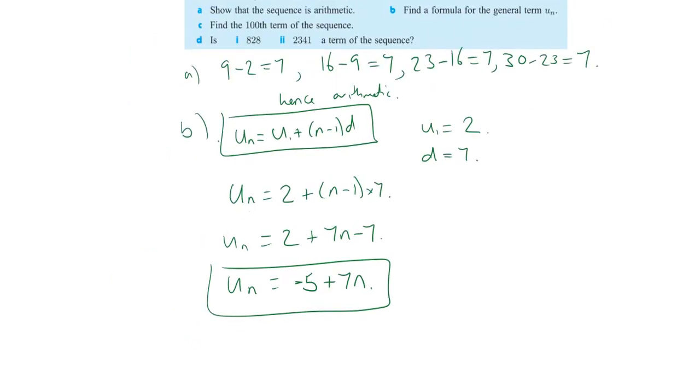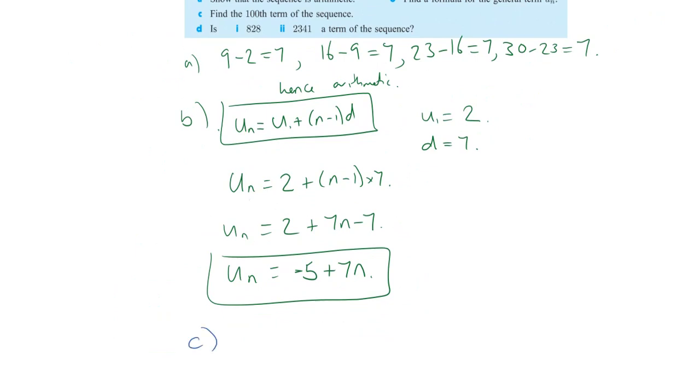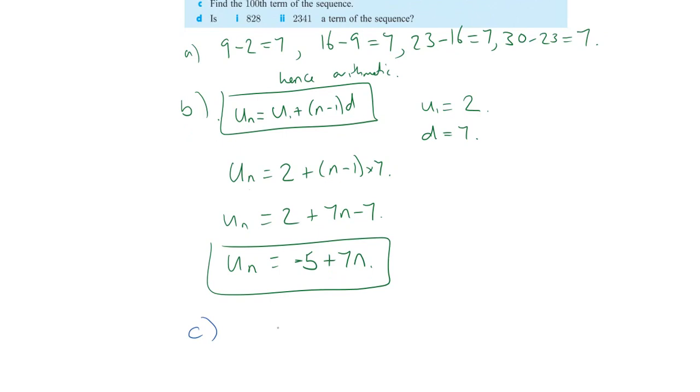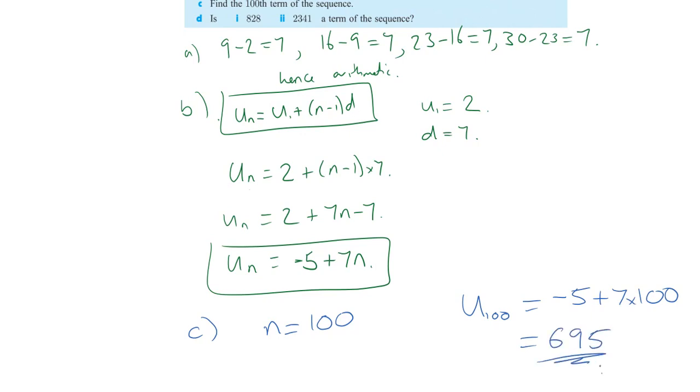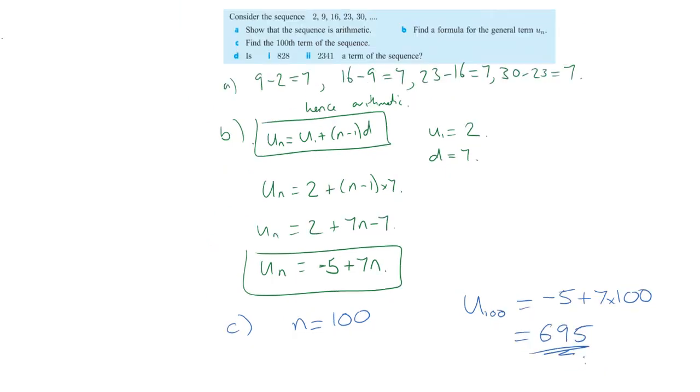Let's see what the next part of the question is. Part C is to find the 100th term of the sequence. Let's change color at this point. The 100th term is going to be when n is 100. So all we have to do to find U100 is to pop that 100 into our formula. Minus 5 plus 7 times 100 is going to be our 100th term. Well, that's going to be 695, and we are done.